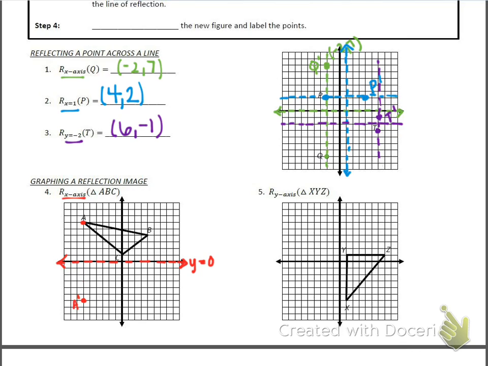Okay, let's do B. So from here, B is 1, 2, 3, 4 spaces. So I'm going to go down 1, 2, 3, 4 and label that B prime. And then C is 1. So I'm just going to go down 1 and label it C prime. So when I connect them, it should look as if I took my paper and folded it, right? And then that's the mirror image of what's there. Okay? Questions or concerns? Jen.